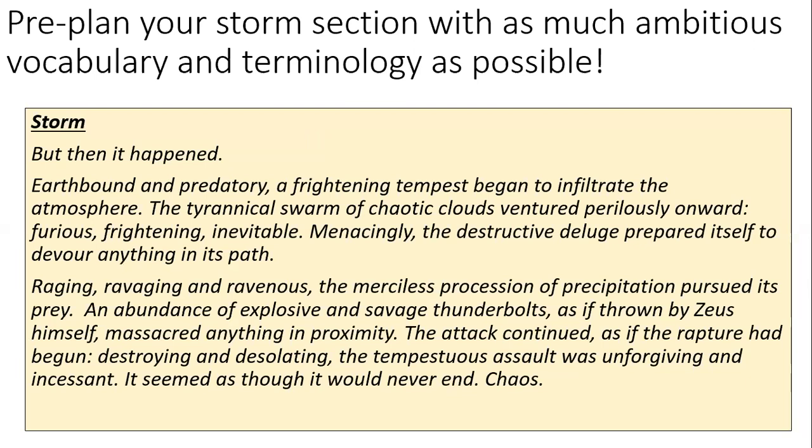Raging, ravaging, and ravenous, the merciless procession of precipitation pursued its prey. An abundance of explosive and savage thunderbolts, as if thrown by Zeus himself, massacred anything in proximity. The attack continued as if the rapture had begun. Destroying and desolating, the tempestuous assault was unforgiving and incessant. It seemed as though it would never end. Chaos. Mercifully, the rampage receded, and there's another 1-line, 1-sentence paragraph.